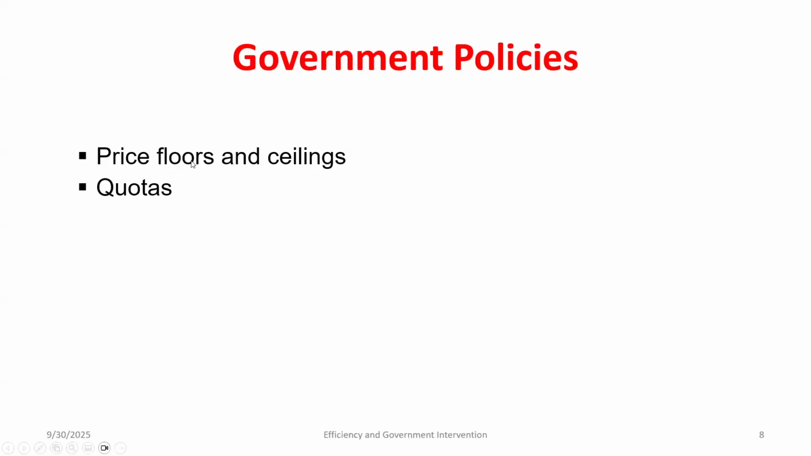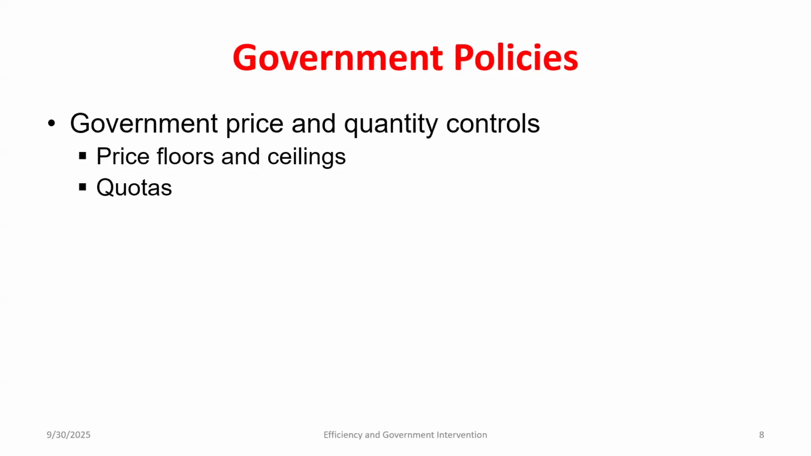So the government can come in. We'll talk today about price ceilings, and we'll just introduce the idea of price floors. We'll talk about quotas next class. These are all quantity and price controls the government can use. I'll point out some examples as we cover them. But a price floor and price ceiling is essentially moving the price away from that equilibrium price. And a quota, we're moving the quantity away from that equilibrium quantity.